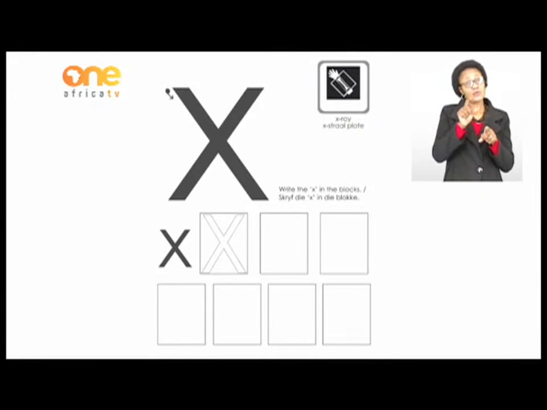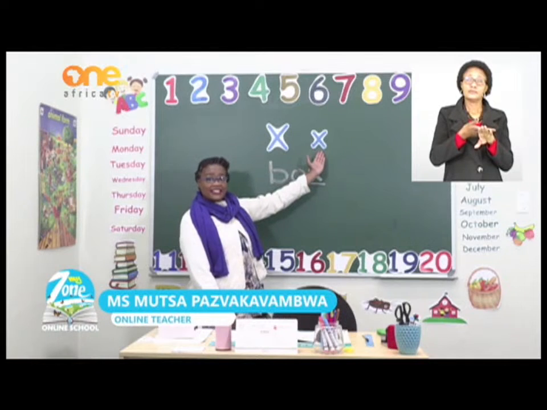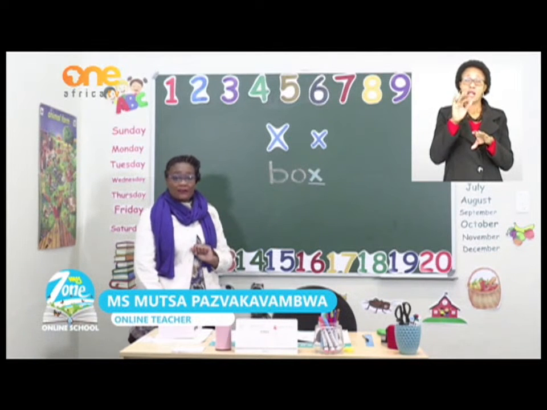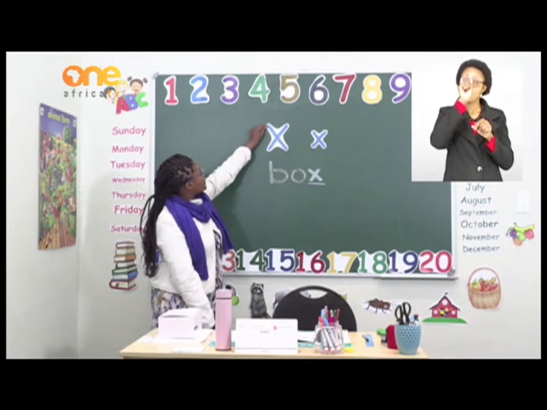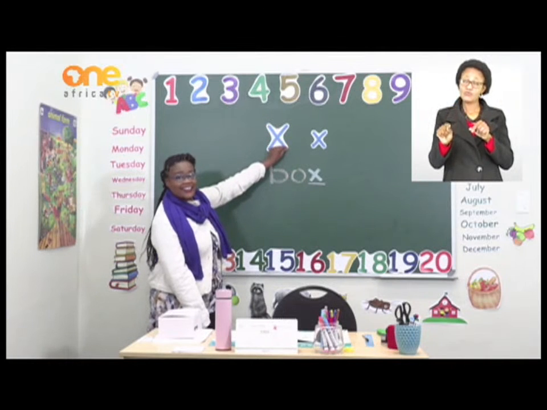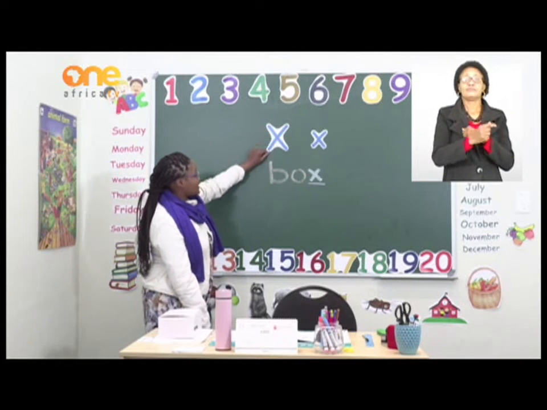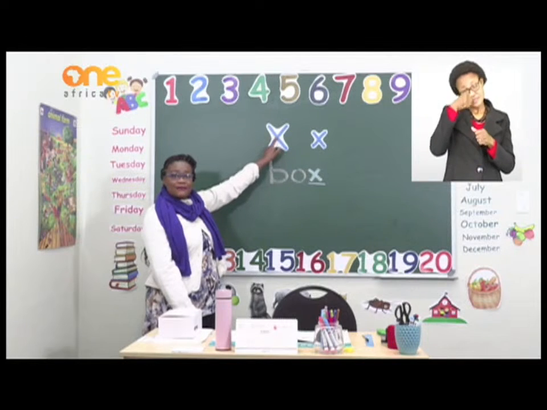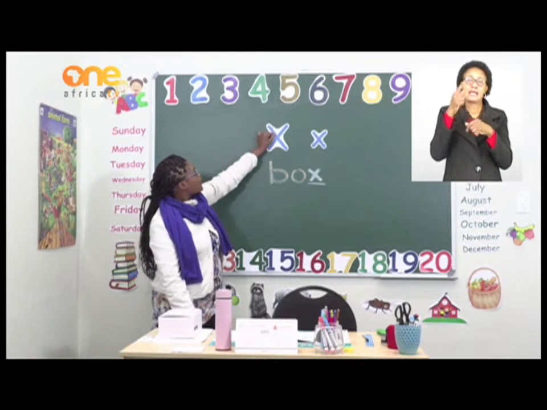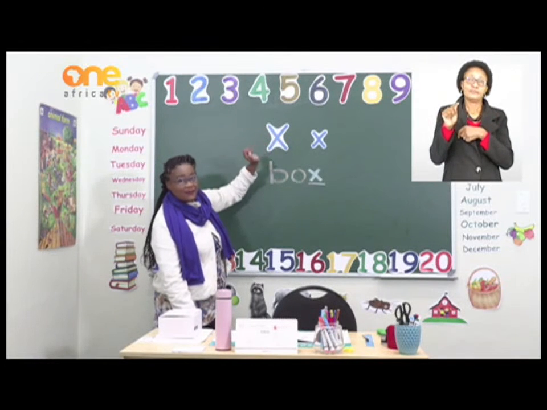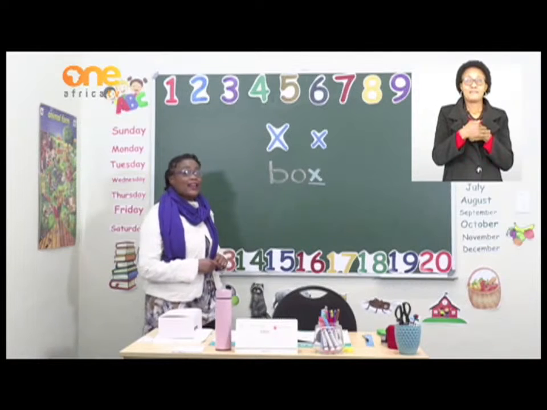Let's take a look at the board. As you can see, I have big letter X here and small letter X. The same way we write big letter X is the same way we write small letter X. So we start at the top and we go criss. Then we remove our pencil and we go cross. I want you to remember that they meet in the middle of the letter. So let's start again. Criss. And then we lift up our pencil and we go cross. That is how we write big letter X.